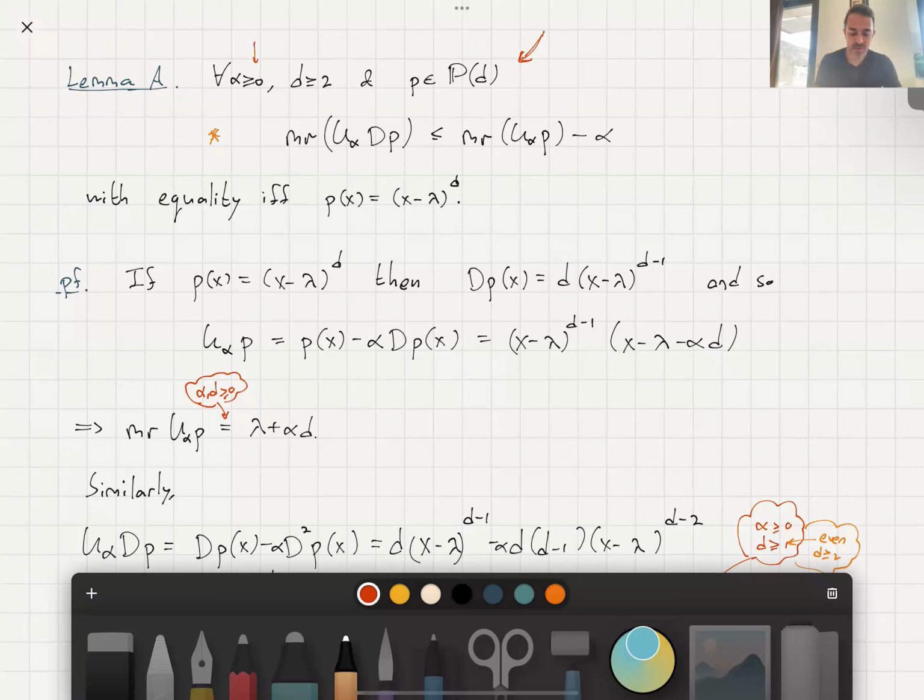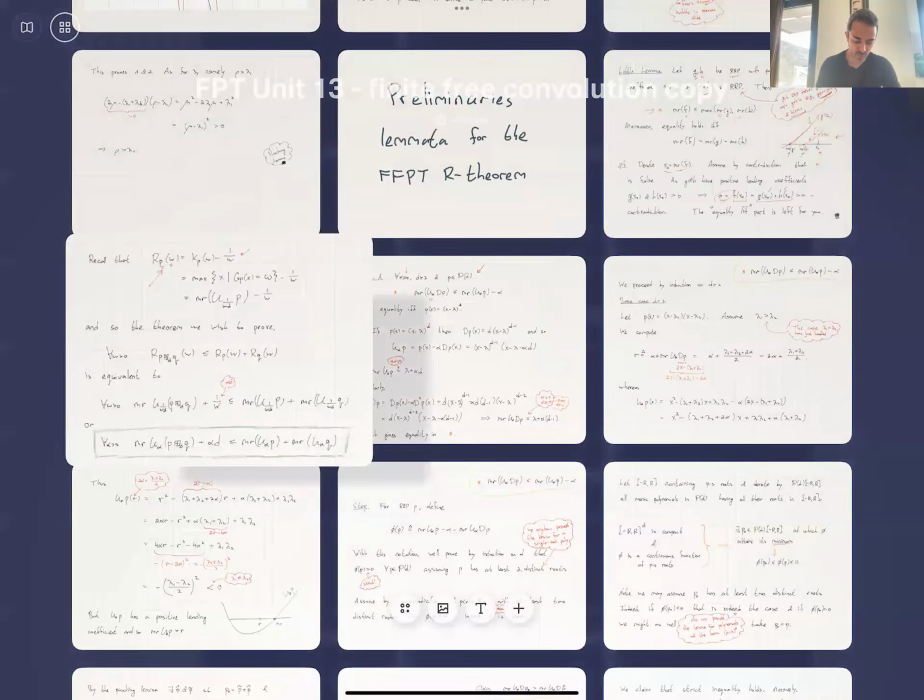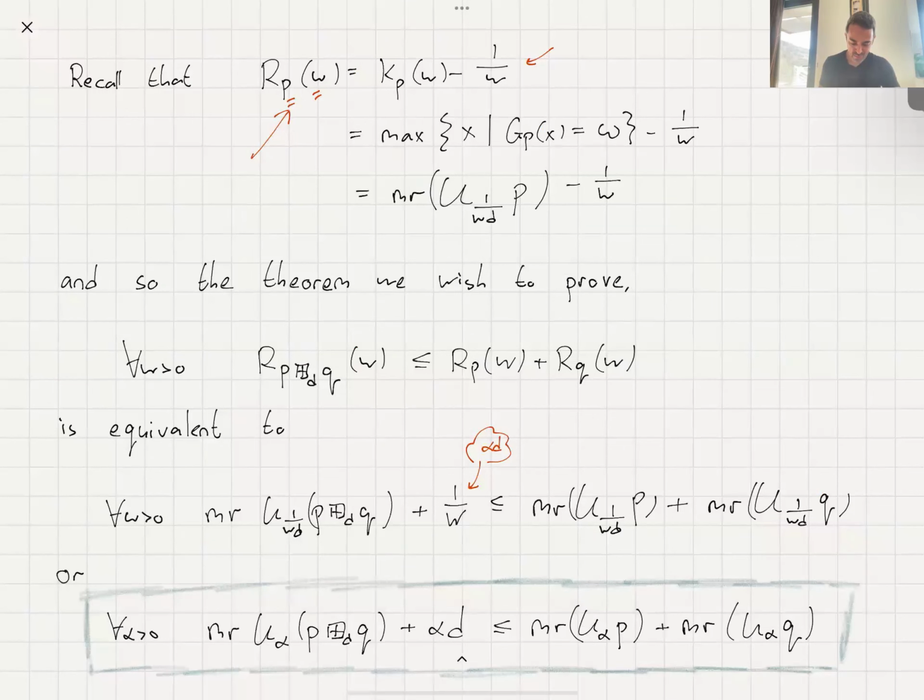Then the maximum root of the operator U applied to the derivative of P is at most the max root of the operator applied to P minus alpha. You get this extra minus alpha in the bound. Okay, so if you compare it to what we're trying to prove, it seems that kind of Q is missing.